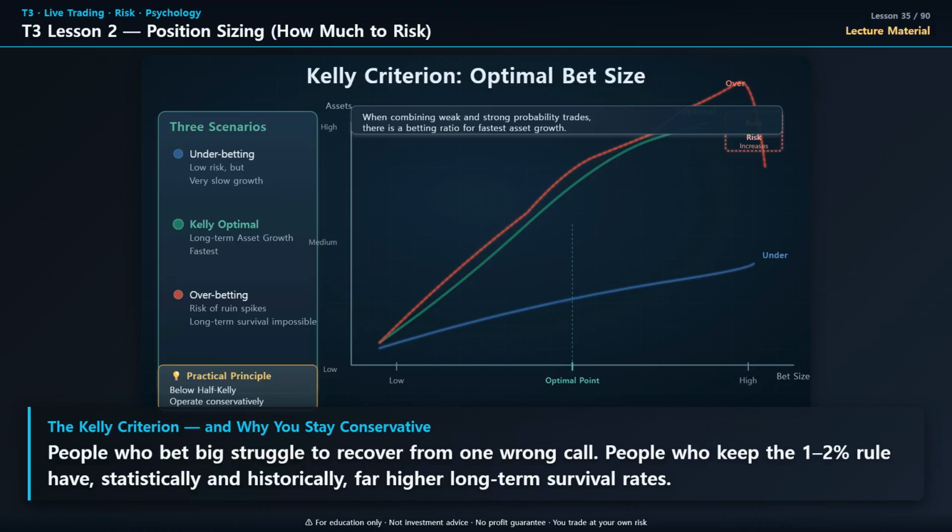People who bet big struggle to recover from one wrong call. People who keep the 1 to 2% rule have, statistically and historically, far higher long-term survival rates.